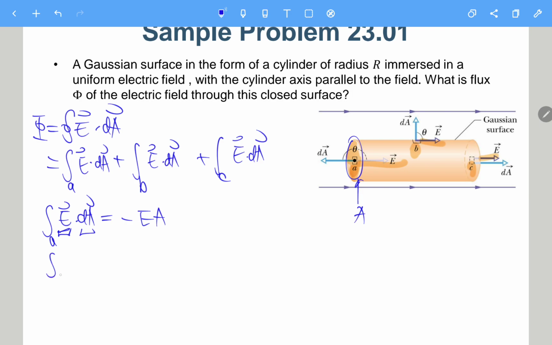And then let's go to part C first. C is similar. For part C, which is this one, E still points to the right side, and dA also points to the right side. So they point in the same direction, which means the inner product should be a positive value. Theta is 0 degrees, so it turns out to be E times A.